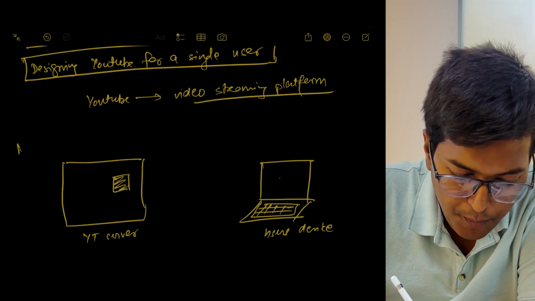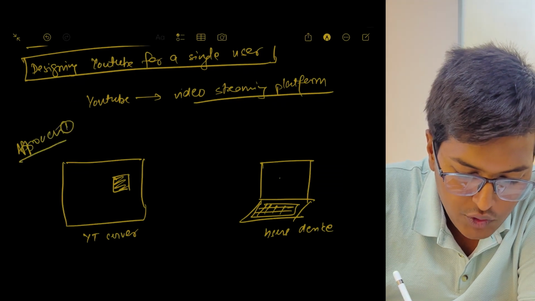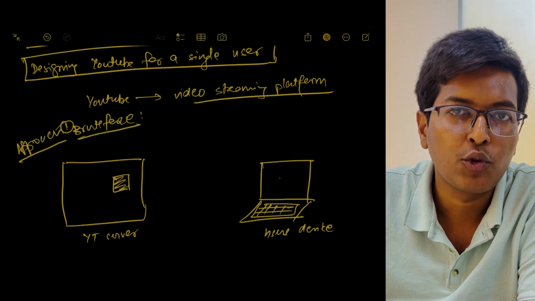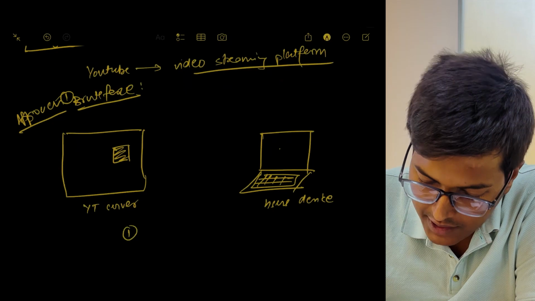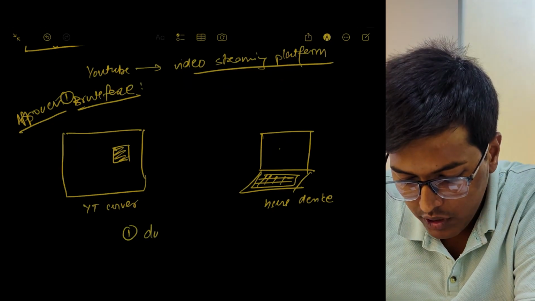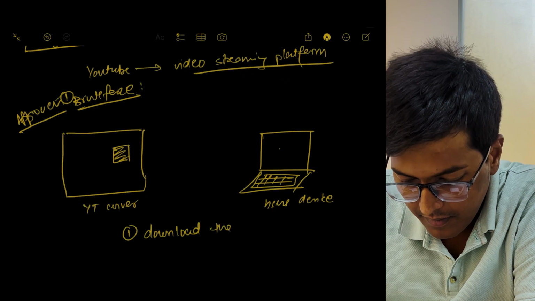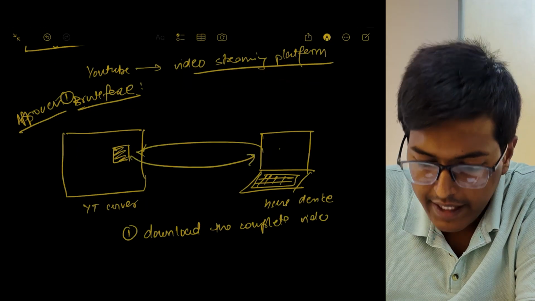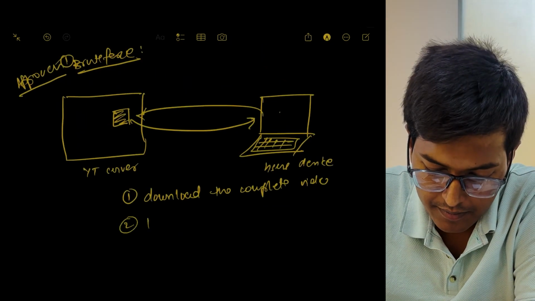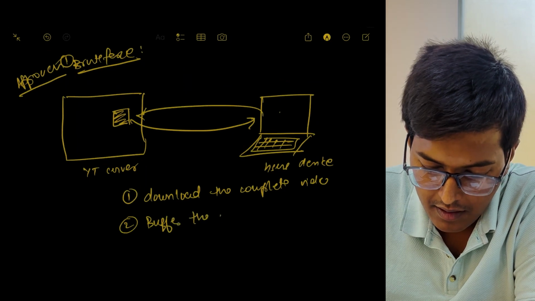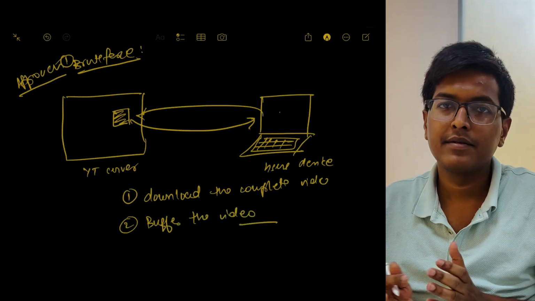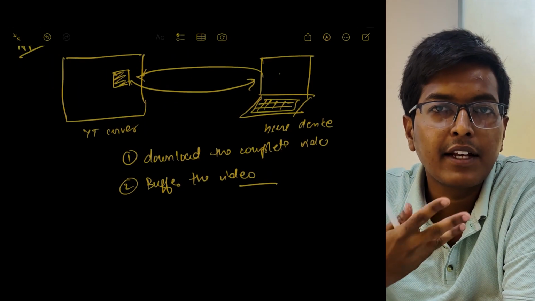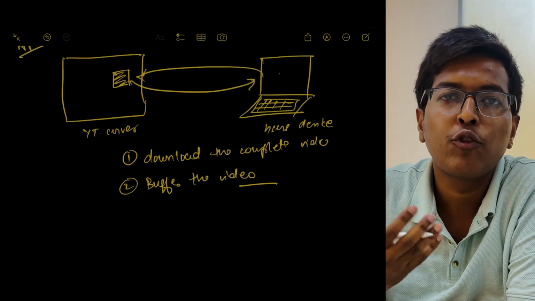So in approach one, the very, very brute force approach, is very simple. The first thing that the user will do is download the complete video. Once the whole video is downloaded, then the user will buffer the video, right? Very, very simple. Now, what are some of the advantages and disadvantages you see in this approach? Let's try to figure those out as well.